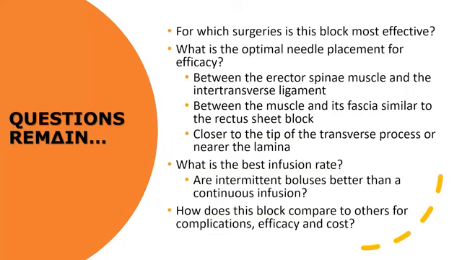So things that still need to be figured out with erector spinae plane block. Exactly how does it work? Maybe it matters, maybe it doesn't. In which surgeries is it really effective? What's the best infusion rate? Are we doing infusion? Do we need to do intermittent boluses?